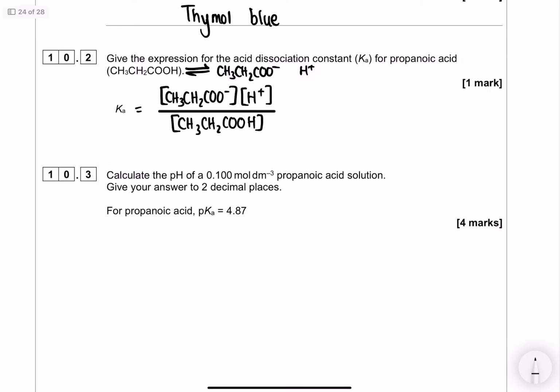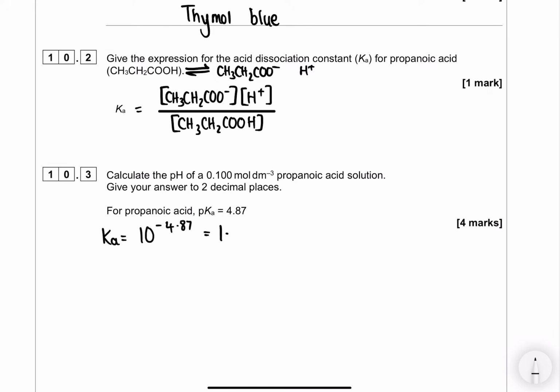Calculate the pH of a 0.1 molar propanoic acid solution. Give your answer to 2 decimal places. So they've given us the pKa. The first thing I'm going to do is find the Ka by doing 10 to the minus the pKa value. On your calculator you need to find the 10 to the button, or you can type in 10 to the and then use the little box and type in minus 4.87.